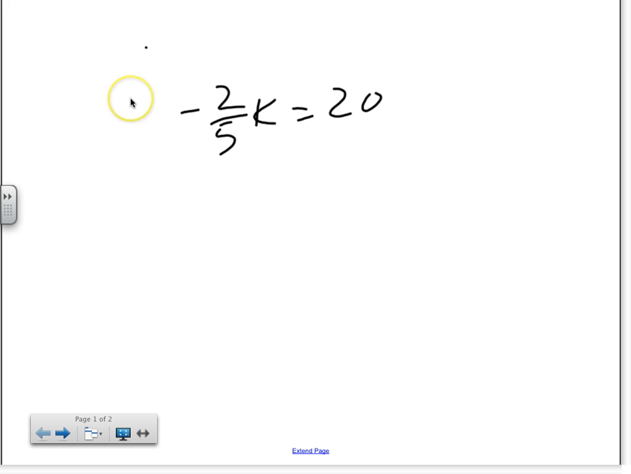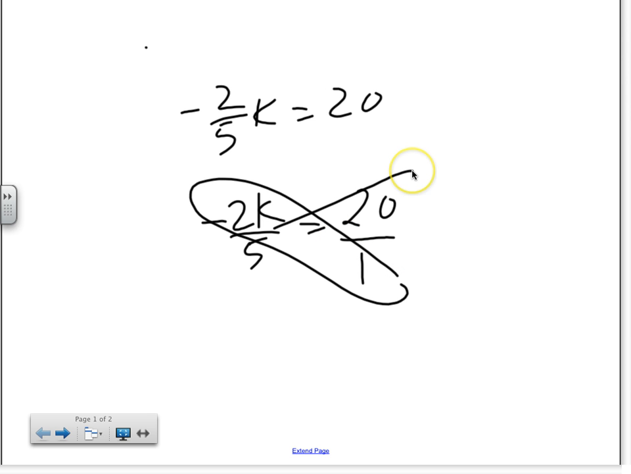Turn it into a number. You forgot this, didn't you? Watch. Isn't -2/5 k the same thing as -k/5? Yes. Same thing. Equals 20, but watch what happened. Over 1. Cross multiply.